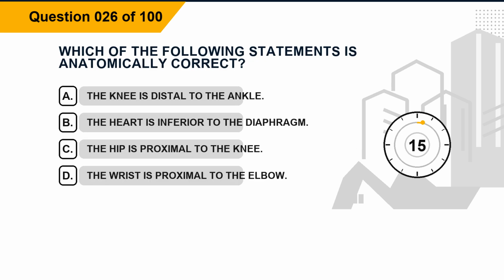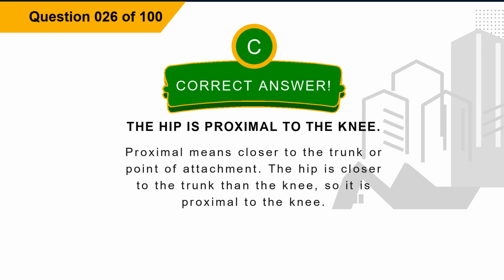Question 26. Which of the following statements is anatomically correct? Option A, the knee is distal to the ankle. Option B, the heart is inferior to the diaphragm. Option C, the hip is proximal to the knee. Option D, the wrist is proximal to the elbow. The correct answer is option C, the hip is proximal to the knee. Explanation: proximal means closer to the trunk or point of attachment. The hip is closer to the trunk than the knee, so it is proximal to the knee.